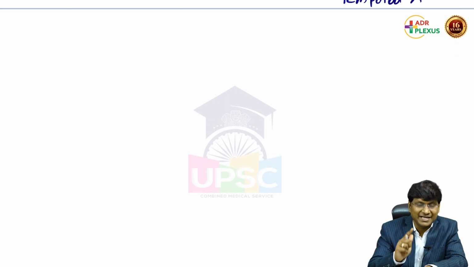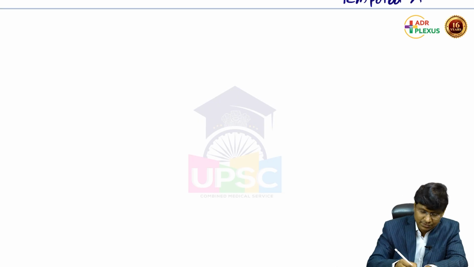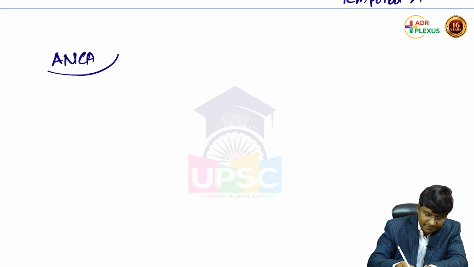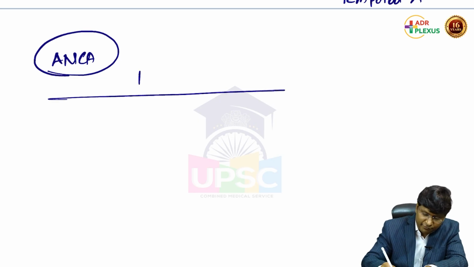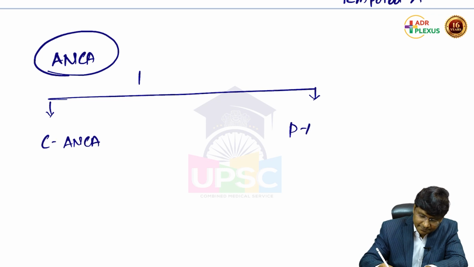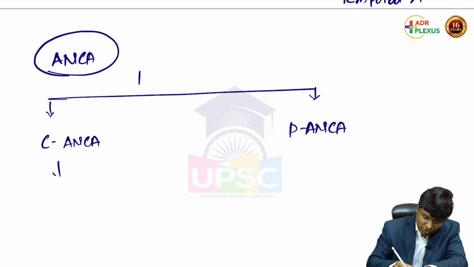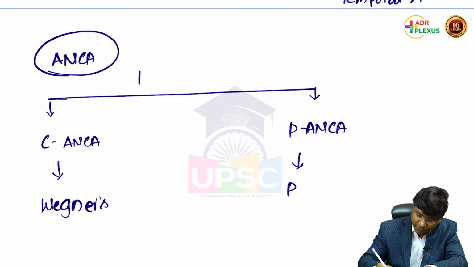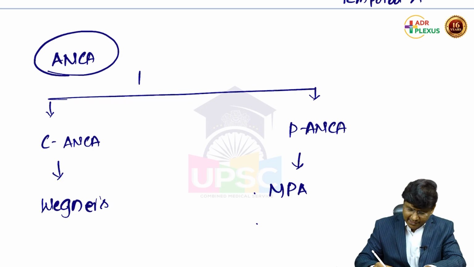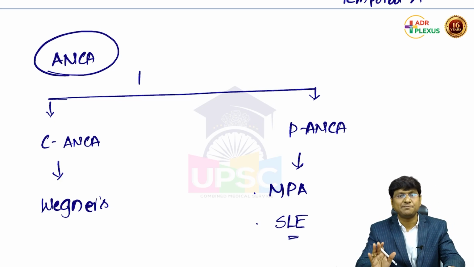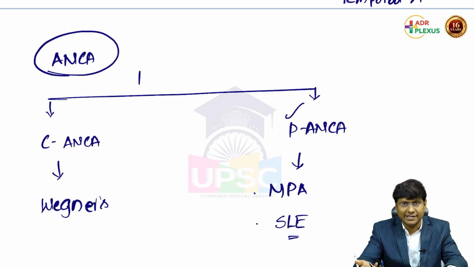Right. Then the next important method by which you can classify the vasculitis is based on the ANCA, right? That is anti-neutrophilic cytoplasmic antibody. Right. So we have two important forms of ANCA. One is the C-ANCA. The other one is P-ANCA. So C-ANCA, it is observed in case of the Wegener's, whereas P-ANCA is also observed in case of microscopic polyangiitis, right? Microscopic polyangiitis, and in some cases of SLE also you can have this P-ANCA, right? That is, P stands for perinuclear, right? And C stands for cytoplasmic ANCA.